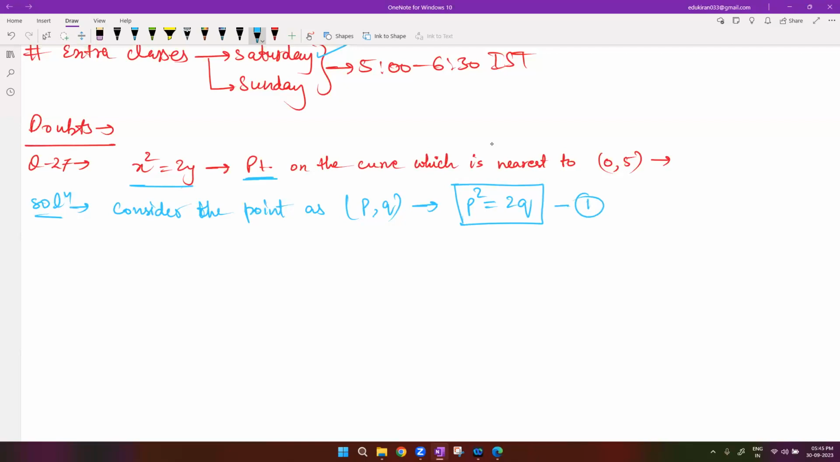Now, what do we want? Nearest. The first piece of information is that we have a curve on which a point is lying. We want to find that point on this curve. A curve will actually have infinite points, right? But we want to find that particular point which is nearest to (0,5). Now, how do you find out which point is nearest?